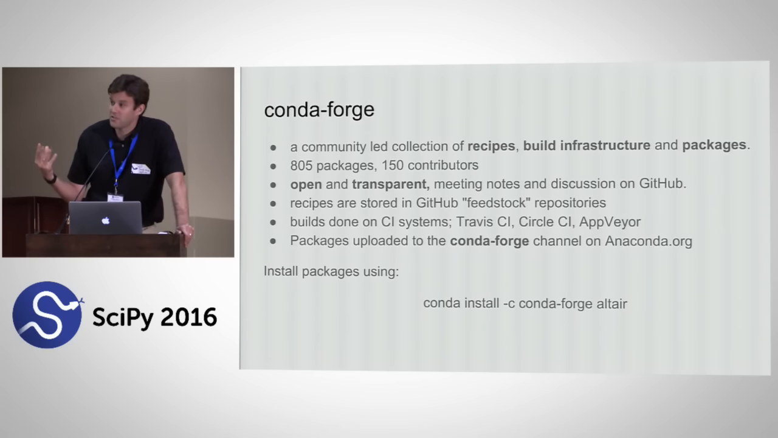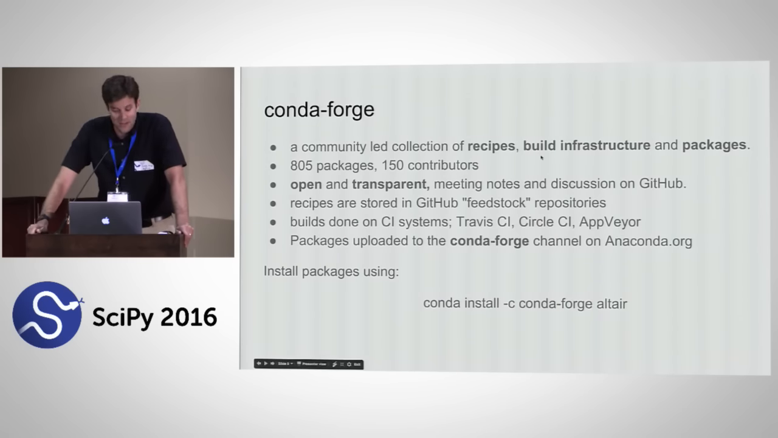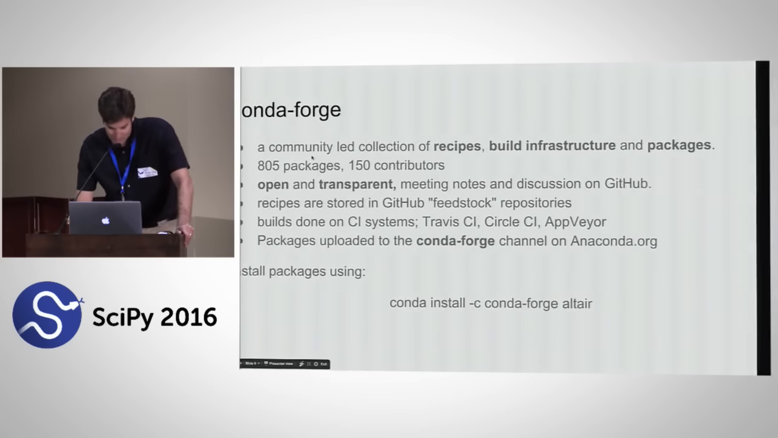The entire organization is open and transparent. We have meetings. We give you those meetings, the meeting notes. Everything is built on GitHub. There's one repository called a feedstock per package we build, and then the builds happen on various continuous integration platforms, and then everything gets uploaded to Conda-Forge. So this morning's keynote actually gave an example. So conda install -c conda-forge altair gives you Altair. But I'm going to do a lightning talk inside of a lightning talk, if my machine will let me.